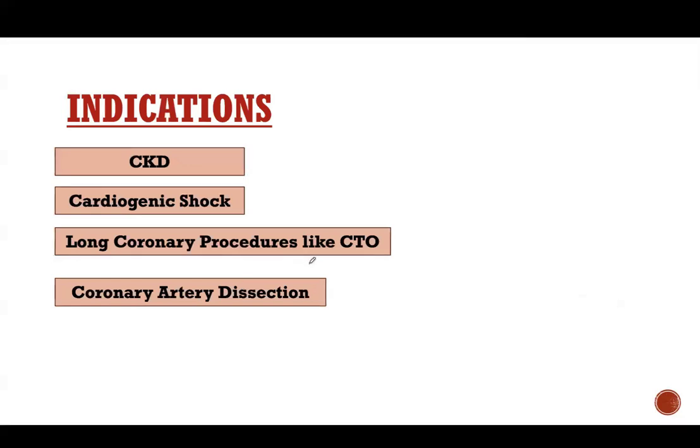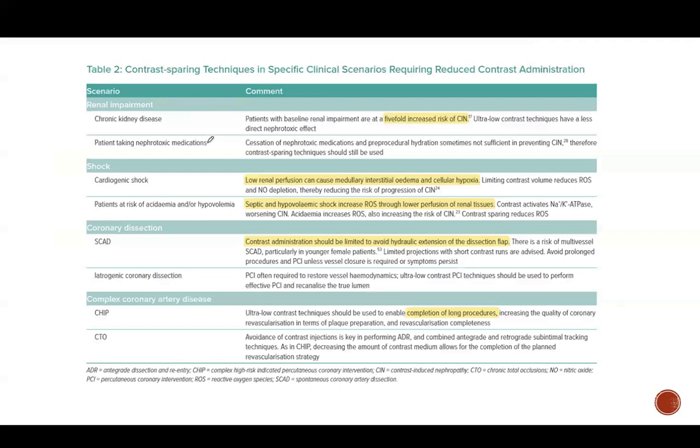So what are the indications for using ultra low contrast percutaneous coronary intervention? Any patient with CKD, that is chronic kidney disease, a patient having cardiogenic shock, a patient requiring long coronary procedures like chronic total occlusion procedure, or a patient with a coronary artery dissection. These are the patients who require ultra low contrast PCI.